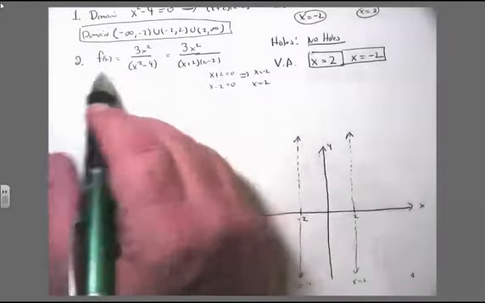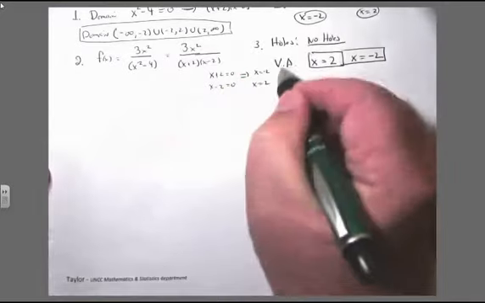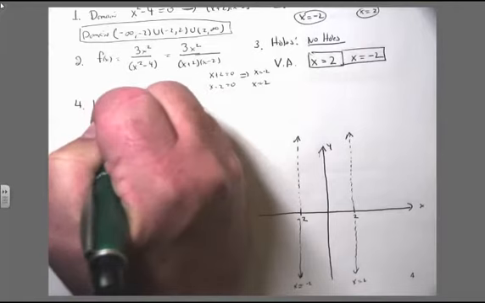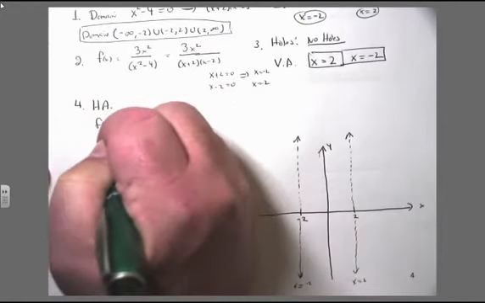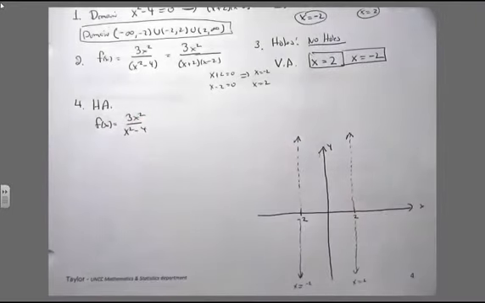All right, so we've done number 2, we factored it, and number 3, we look for holes and vertical asymptotes. Number 4, let's talk about horizontal asymptotes. Let's go back to the original problem. f of x equals 3x squared over x squared minus 4.